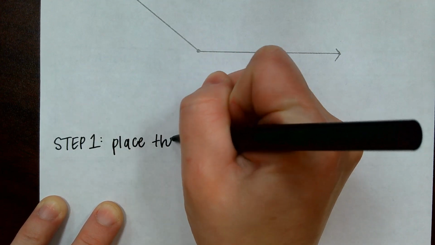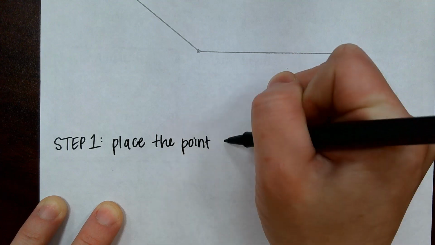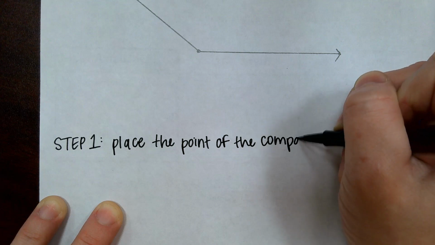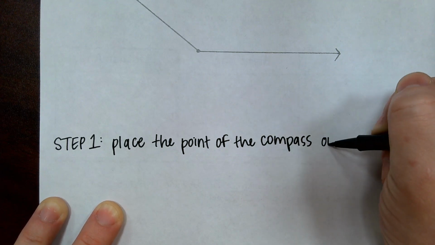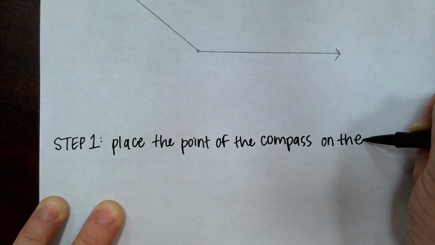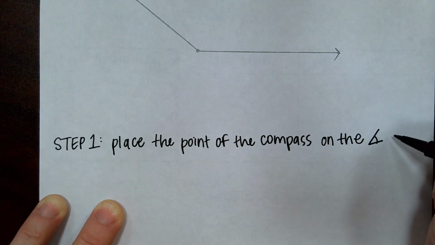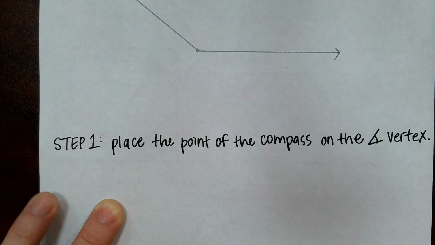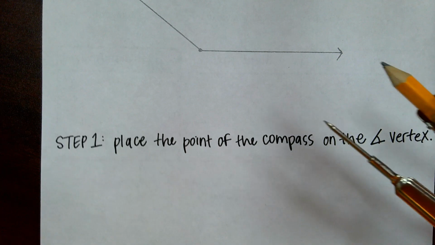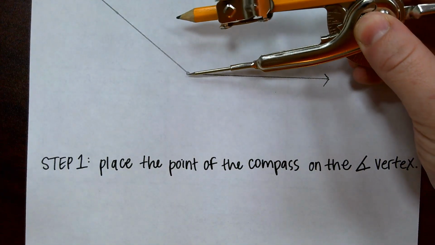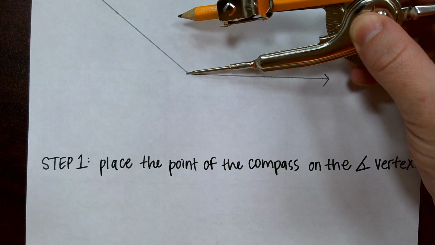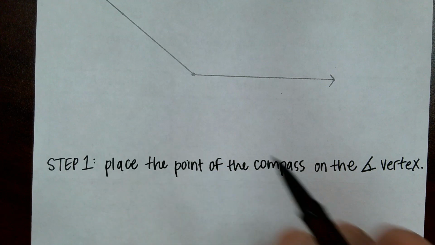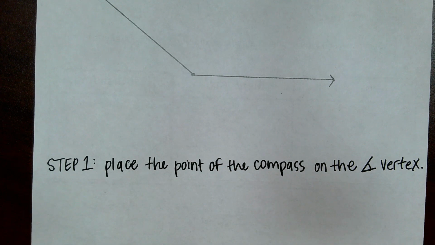Place the point of the compass on the angle's vertex. So that is looking like this. We're putting our point on the vertex, just like that. Okay. We also want to specify to make sure your compass is not opened up too big.